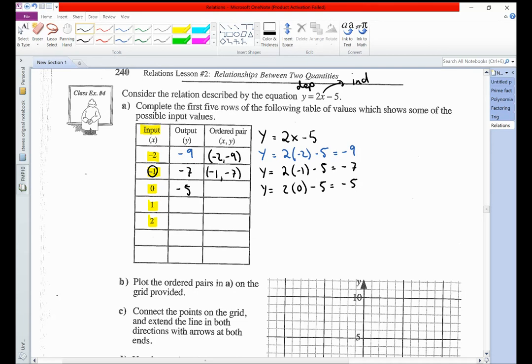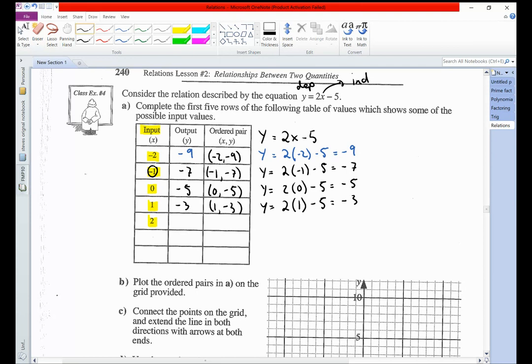So we can start to see a bit of a pattern here. 0, -5. We'll do one more. Y is equal to 2, where x is 1, minus 5. Our input is 1, and our output is 2 times 1 is 2, minus 5 is -3. And we have 1 and -3. It's easy to miss a negative.